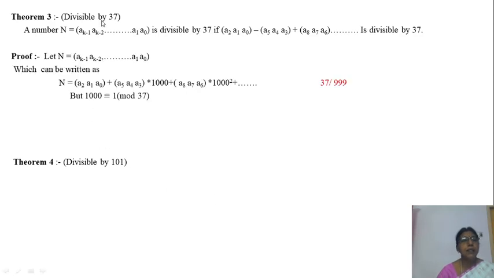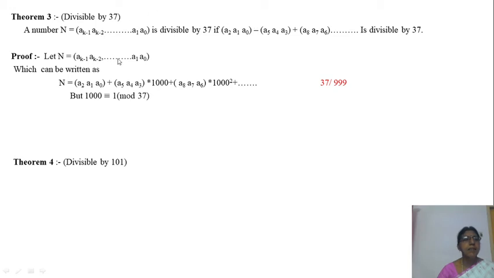Next see this one, divisible by 37. A number n is divisible by 37 if the bunch of first 3, same as in the previous theorem, a0, a1, a2 minus the next left side 3 bunch plus again the next left side 3 bunch, is divisible by 37. Same as the previous one. Here the sign was written as minus by mistake; it is plus, correct it.